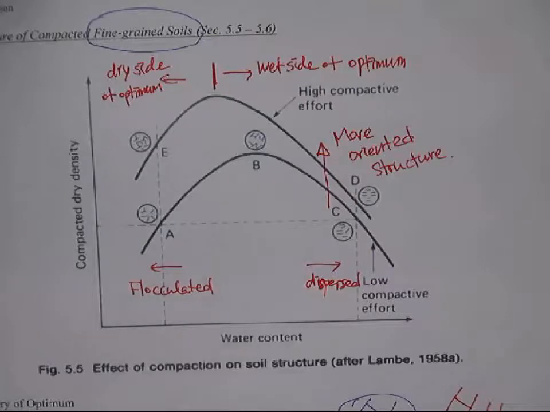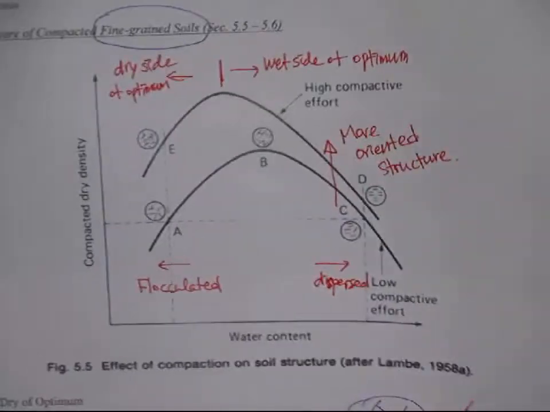Even though you have a flocculated structure initially, as you increase more load, they get parallelly oriented. So you can change the fabric by external force because the structure can collapse. Right? Okay.